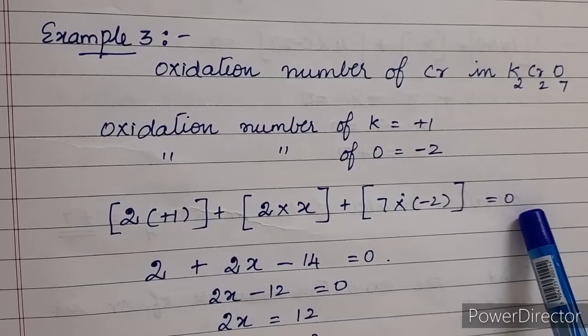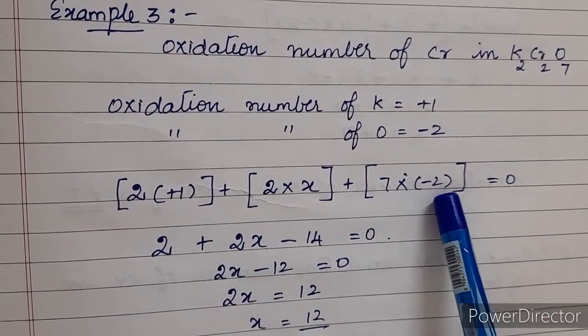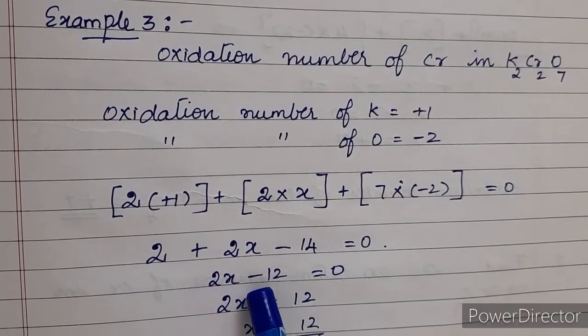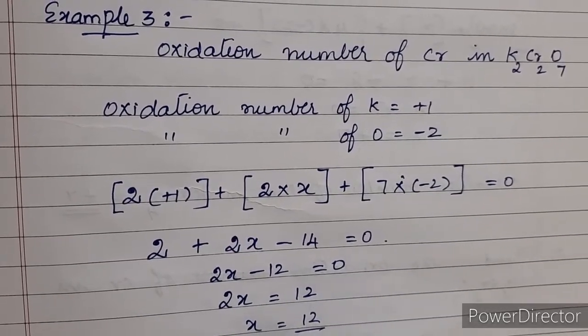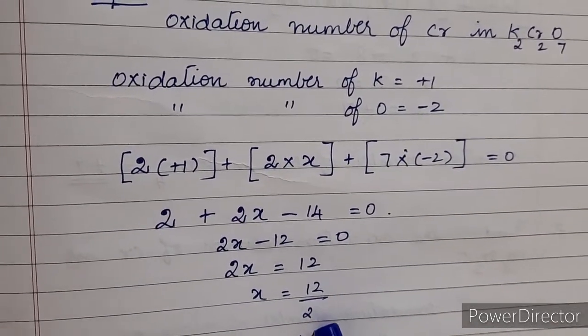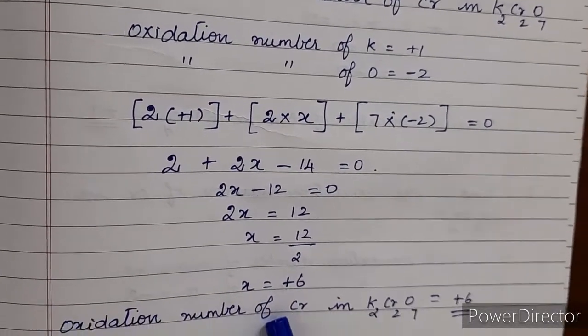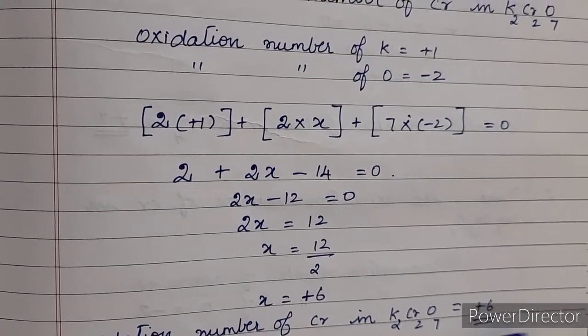So this should be equal to 0. Here this becomes 2, this is 2X and this becomes minus 14. So 2 minus 14 is minus 12. So 2X minus 12 is equal to 0. 2X is equal to 12 and X is equal to 12 divided by 2. X is equal to plus 6. So the oxidation number of chromium in potassium dichromate is plus 6.